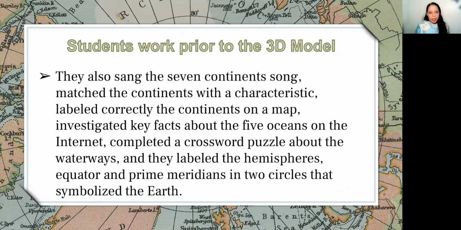They also sang a song that I showed them about the 7 continents. They matched the continent with a characteristic of it. They also labeled correctly the continents on a map and investigated key facts about the oceans on the internet. They completed a crossword puzzle about the bodies of water, and they labeled the hemispheres, equators, and prime meridians into circles that they drew, symbolizing the Earth.